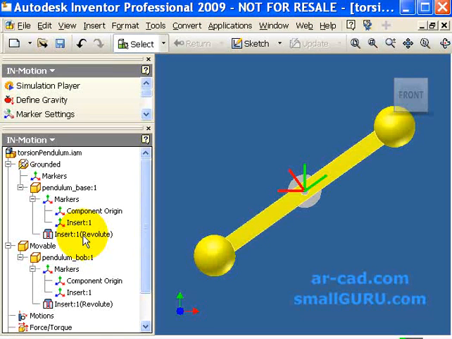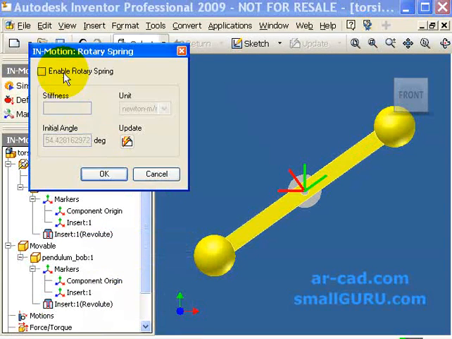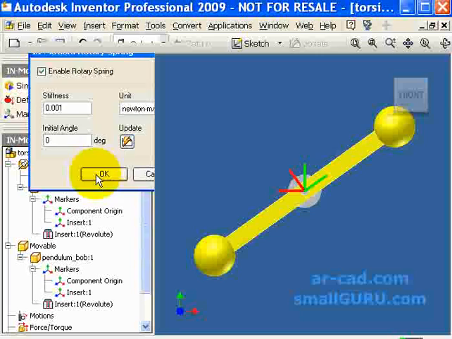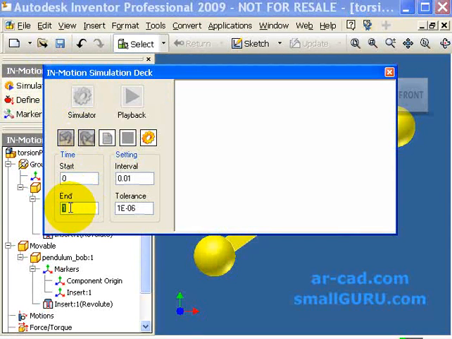Then to add a rotary spring, we right click on insert and go to define rotary spring. For this particular setup, we have got a good result with 0.001 Newton meter per radian, and the initial angle we set as 0. Then we go to simulation player and make a simulation from 0 to 5 seconds with this interval, and start simulation.